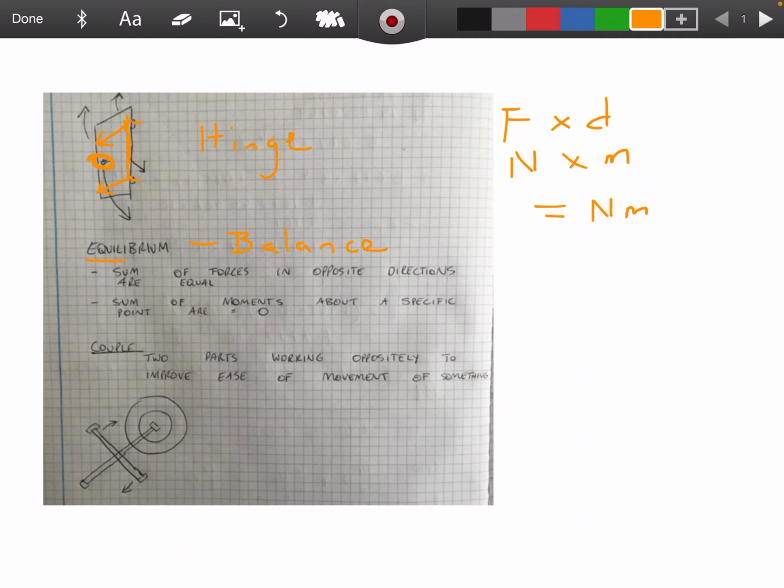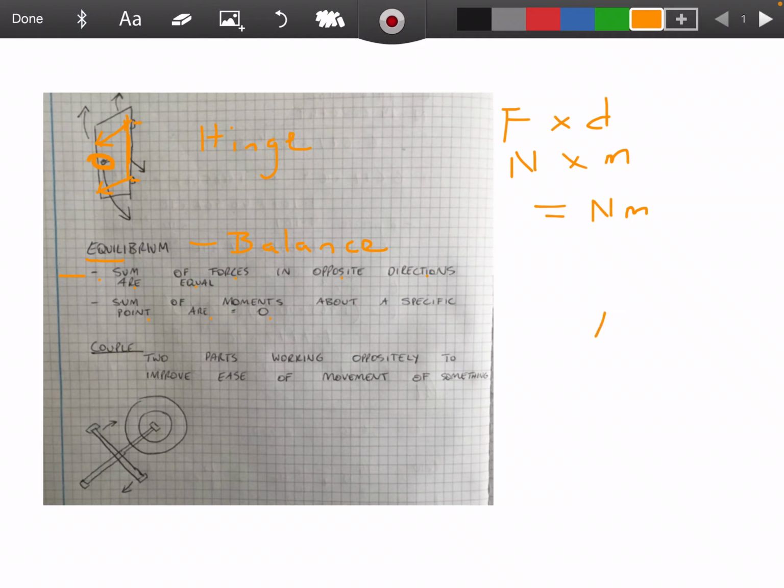So for the idea of equilibrium, as we said here, the sum of the forces in opposite directions are equal, and the sum of the moments about a specific point are equal to zero. For the first one, the sum of the forces in opposite directions are equal. If you are pulling something or pushing something, they're going in opposite directions to one another, and they are equal. The simplest example is a seesaw with two twins that have the same mass.